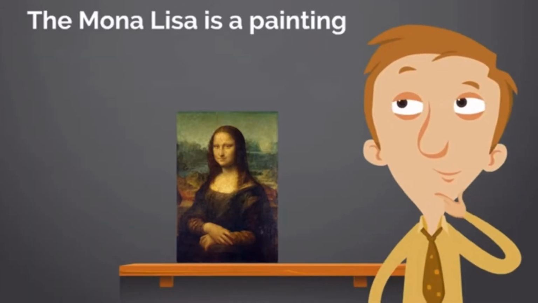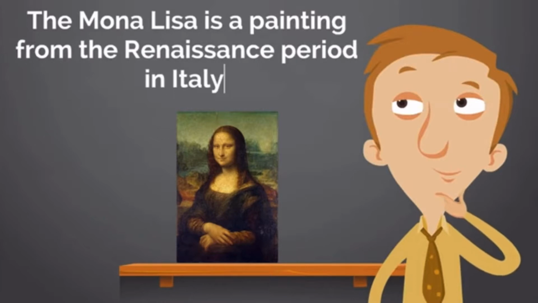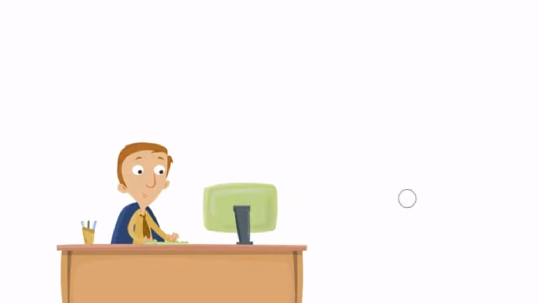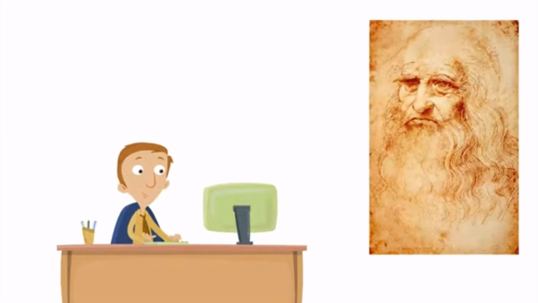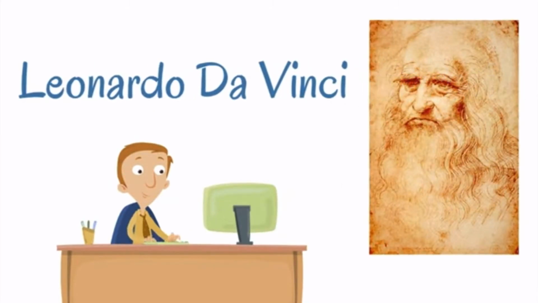The Mona Lisa is a painting from the Renaissance period in Italy. The Renaissance period was an amazing time for the arts, science, and culture in Europe. It was painted by someone you may have heard of. His name was Leonardo da Vinci.